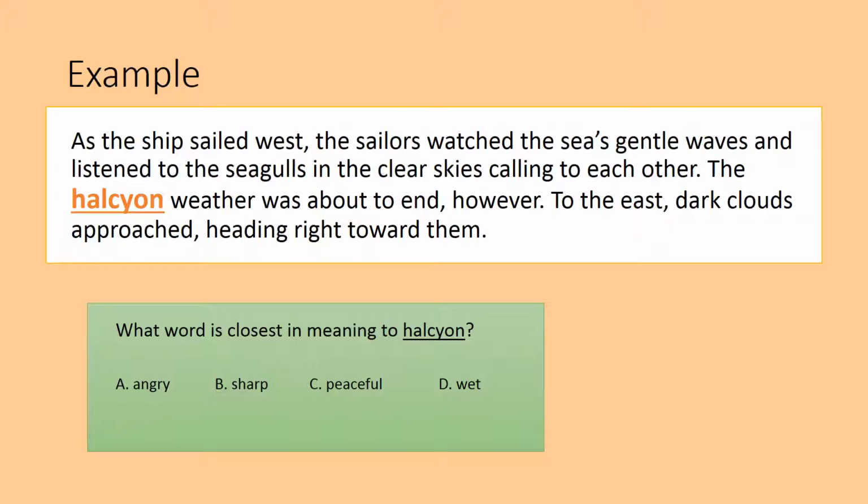You may follow. As the ship sailed west, the sailors watched the sea's gentle waves and listened to the seagulls in the clear skies calling to each other. The halcyon weather was about to end, however. To the east, dark clouds approached, headed right toward them. The question asks, what word is closest in meaning to halcyon? Or simply, what is the definition of halcyon? The answer choices are A, angry, B, sharp, C, peaceful, and D, wet.